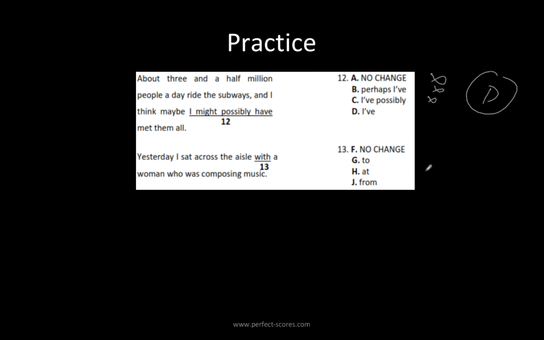Yesterday, I sat across the aisle from a woman. Now, with aisle, you never use to or at or with. It's simply redundant because you're using the word across. So you just use the correct idiomatic form, which is from. So the answer is going to be J.